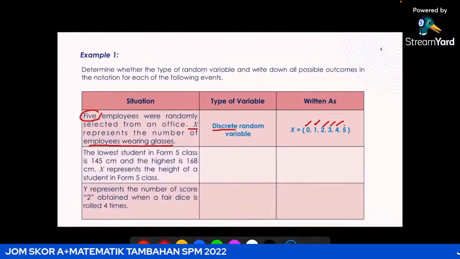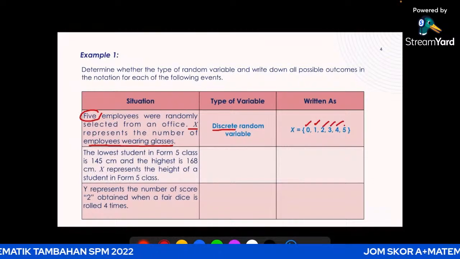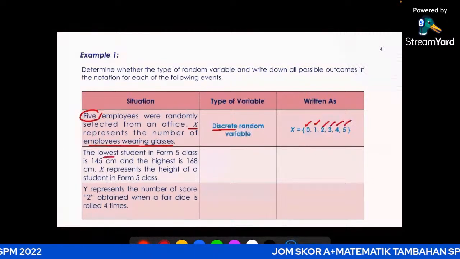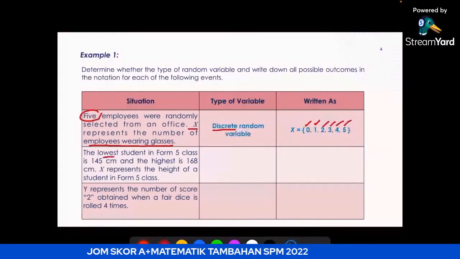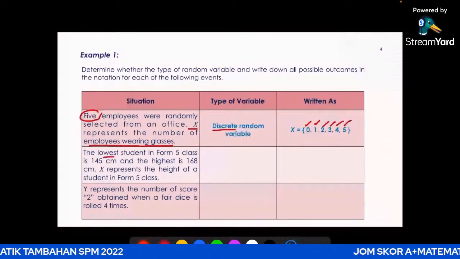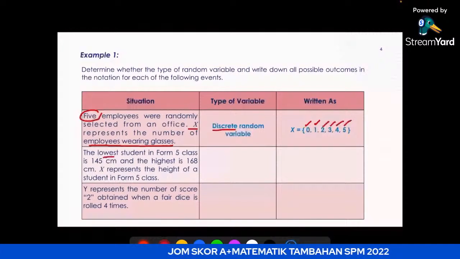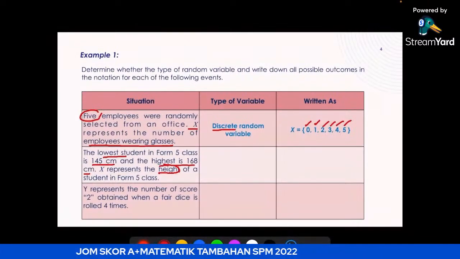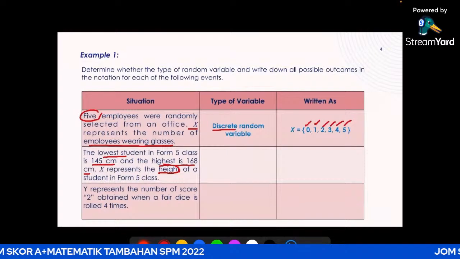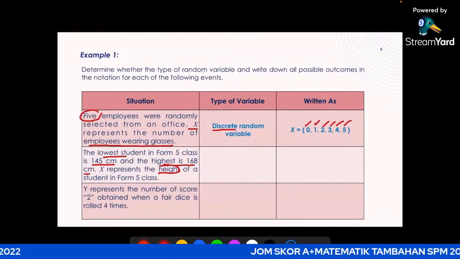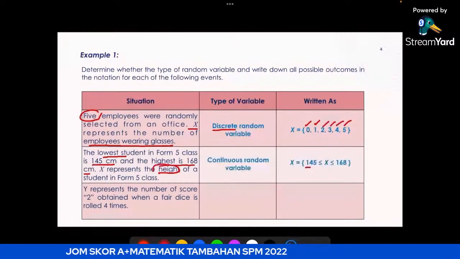Now we go to the second example. The lowest student in the Form 5 class is 145 cm and the highest is 168 cm. X represents the height of the students in the Form 5 class. Height, as I mentioned earlier, is something that we have to measure, so this is not a discrete random variable. This is a continuous random variable. We write the outcomes in a number interval: X is between the lowest, 145, and the highest, 168.